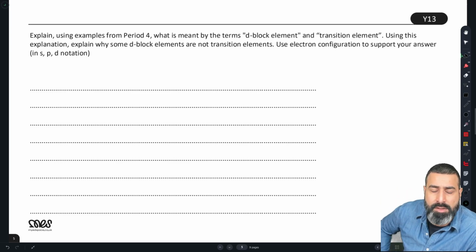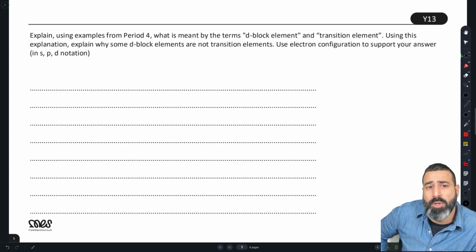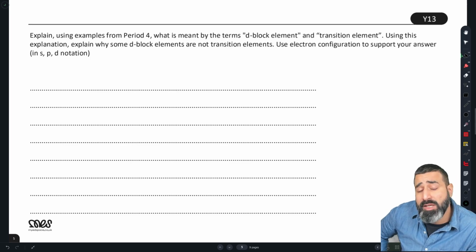Greetings, A-level students. I'm going to go through a little video explaining what the difference is between a D-block element and transition elements. We're going to also talk about why some D-block elements are not transition elements, and we're going to use electron configuration to support our answer.